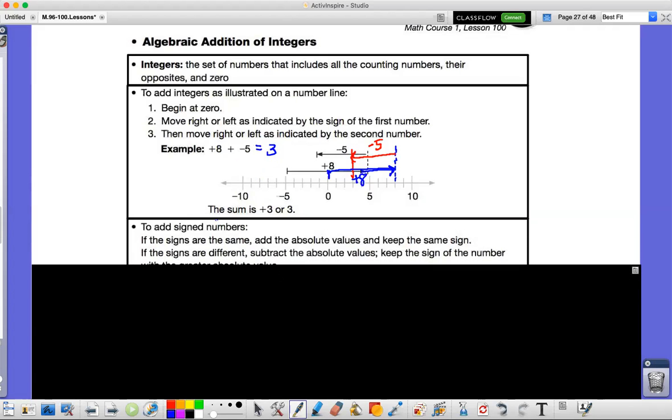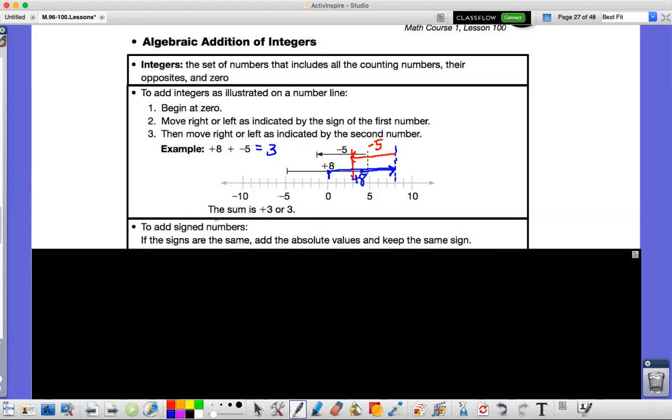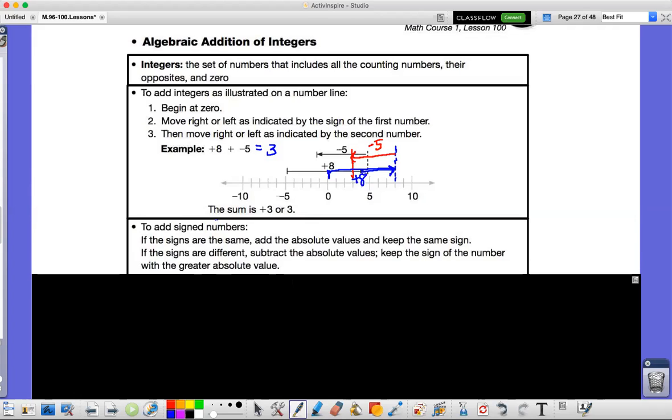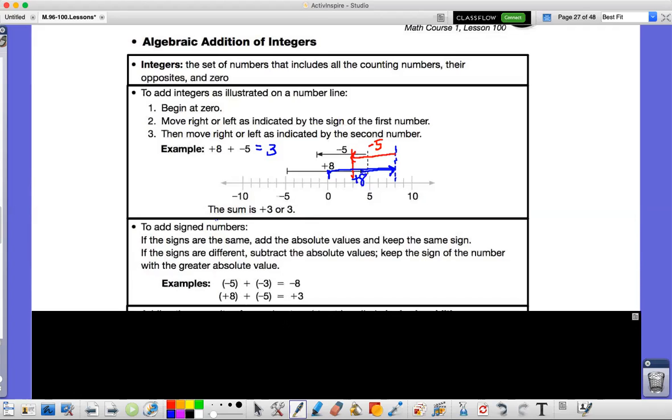To add signed numbers, if the signs are the same, add the absolute values and keep the sign the same. If the signs are different, subtract the absolute values and keep the sign of the number with the greater absolute value. For example, if you have a negative 5 plus a negative 3, that's a negative 8. If you have a positive 8 plus a negative 5, you end up with a positive 3.